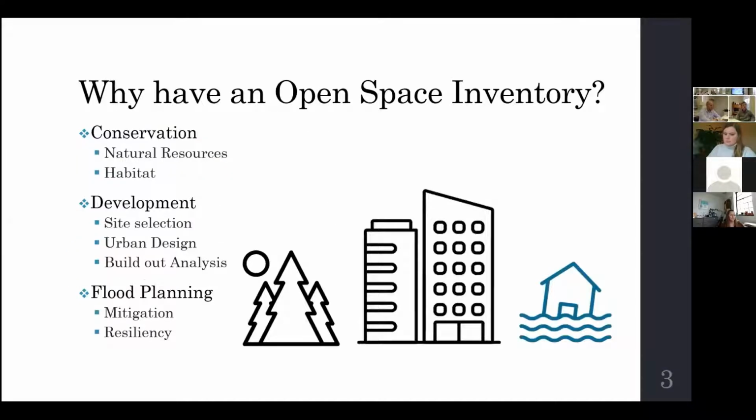All right, so let's get into the background. You as planners know why you want to have an open space inventory. I created this slideshow for GIS folks, so I had to make a pitch for why we want to know where our open space data is. You've got uses for conservation. You want to know where you can conserve land and where you can develop land. And we also care a lot for this project about how that land can be used to protect property in a flood, to make properties more flood resilient.